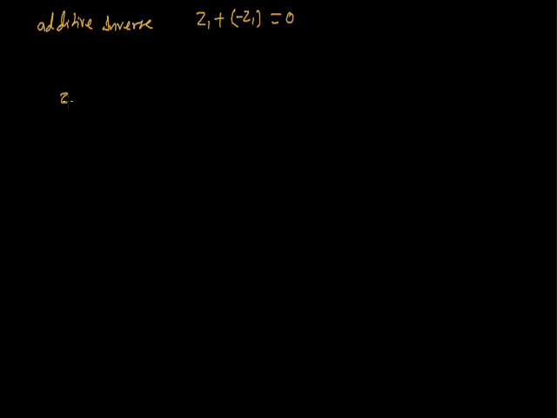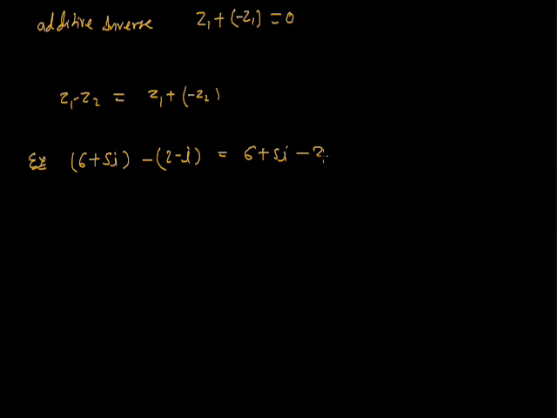Similarly, z1 minus z2 is equal to z1 plus minus z2. For example, if we have (6 plus 5 iota) minus (2 minus iota), then we can simplify it in this manner: 6 plus 5 iota minus 2 plus iota, and further we get 4 plus 6 iota. Now we are talking about the multiplication of complex numbers, z1 into z2.